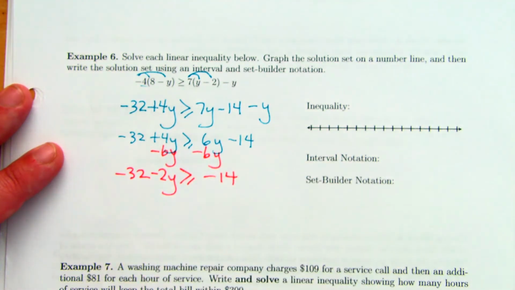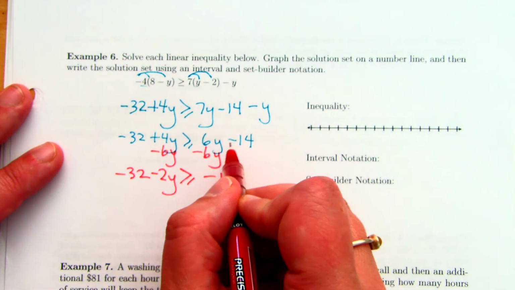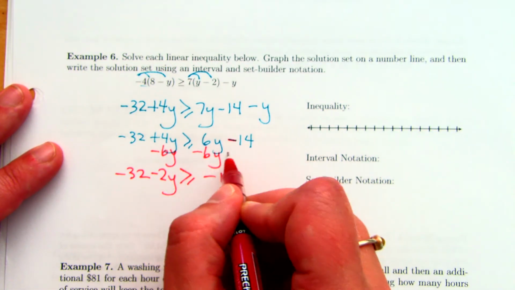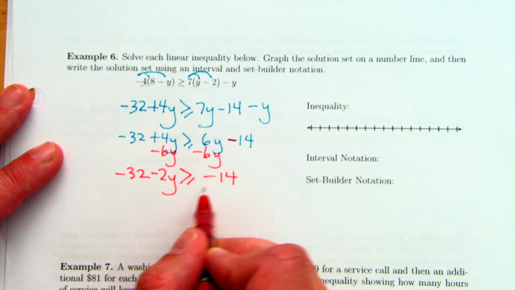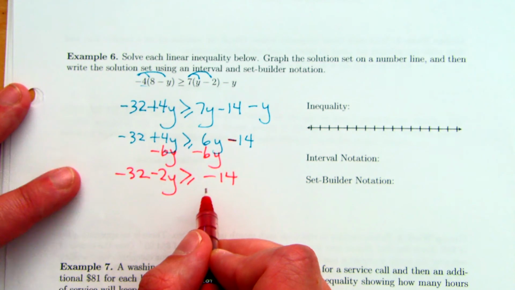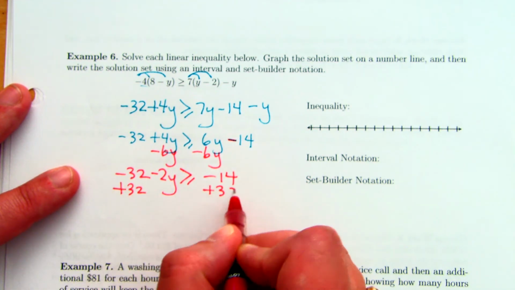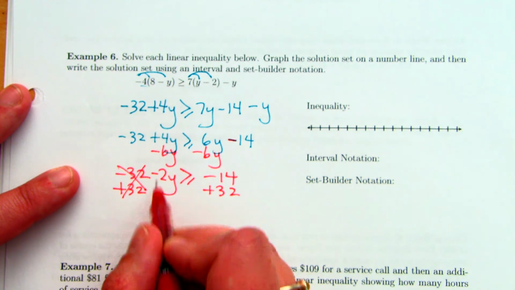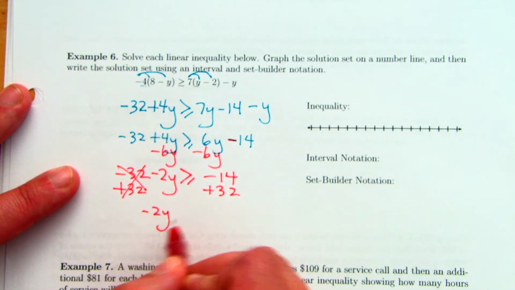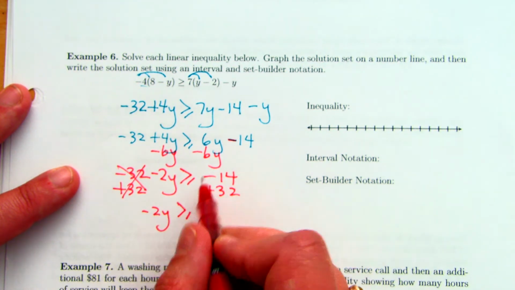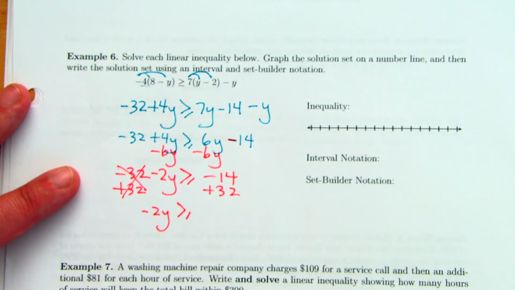And that's another area where I see a lot of common mistakes: people forgetting to bring the negative with the 14, because that's on the left. Okay? Now I want to add 32 to both sides to get rid of it here. And don't forget that negative 2y. Okay? And then, I don't know, what is 32? Is it like 18? Is that right?